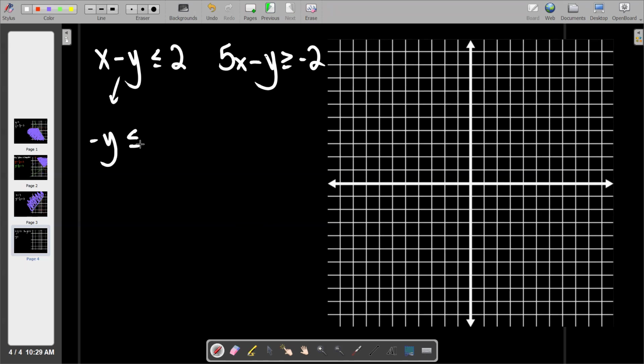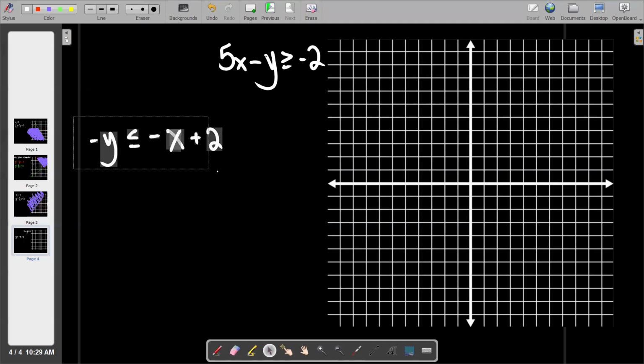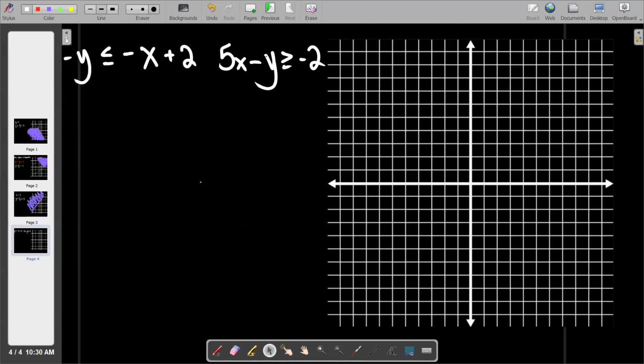What's my right side going to say? Negative X plus 2. Very good. That one is ready to go. So that one I can transport up here. But that one's not ready to go. What's wrong with me? It's not ready. There's a negative, like I've never done this before. Let's divide everything by -1. There you go. What a slacker.